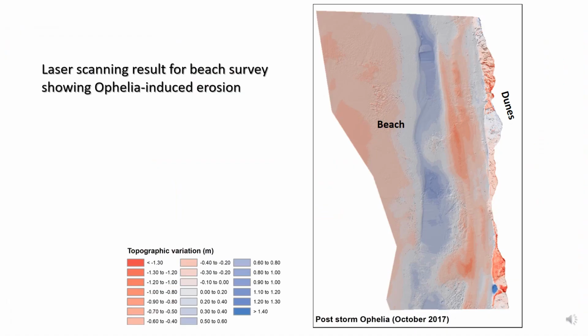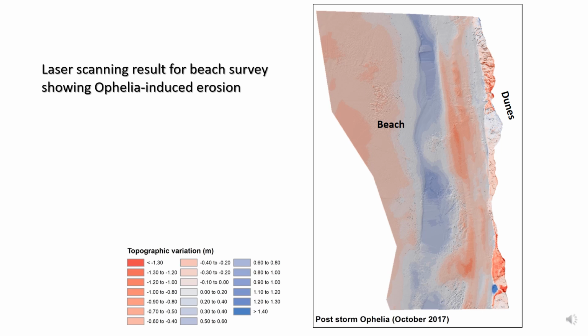Using a terrestrial laser scanner, we can go out before the event, we can go out after the event, and taking the two surfaces away from each other, we can see that the beach changes in different areas, and the reds here effectively are erosion, and the blues are the accretion or the build-up. You can see a simple single beach undergoes dramatic changes, but it's not spatially all the same.